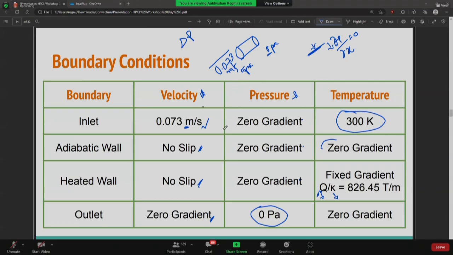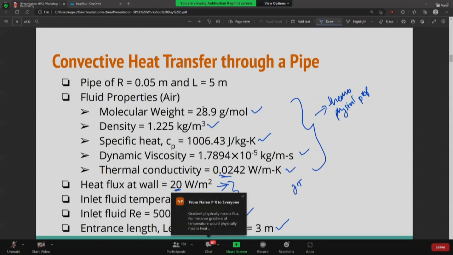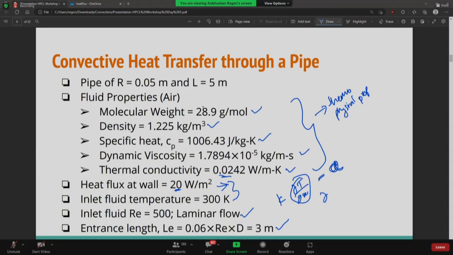So let's go back. Q is the heat flux to the wall, and our thermal conductivity is 0.0242. So what we are going to do is give the temperature gradient. If Q equals k times dT/dx, we know that dT/dx must equal Q by k. So we know the value of Q, we know the value of k, and this is how we are going to provide it in our OpenFOAM.